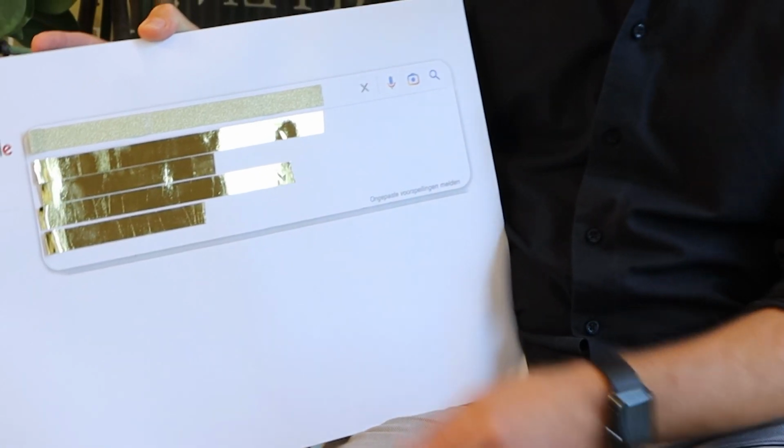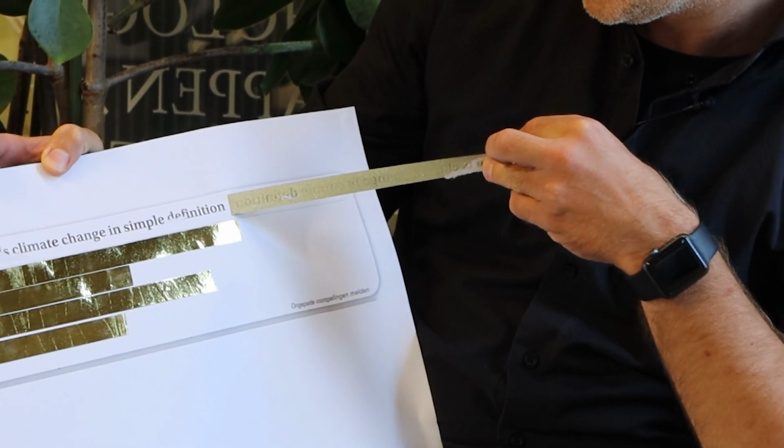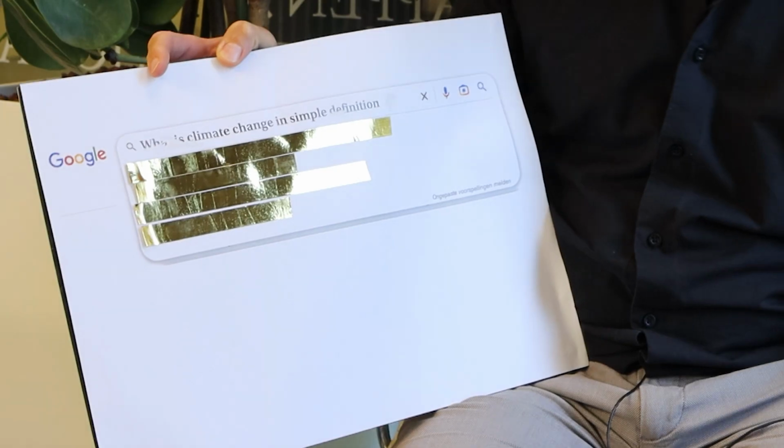Okay, so it's time for the first question, and there I'm tearing it up already. What is climate change in a simple definition?